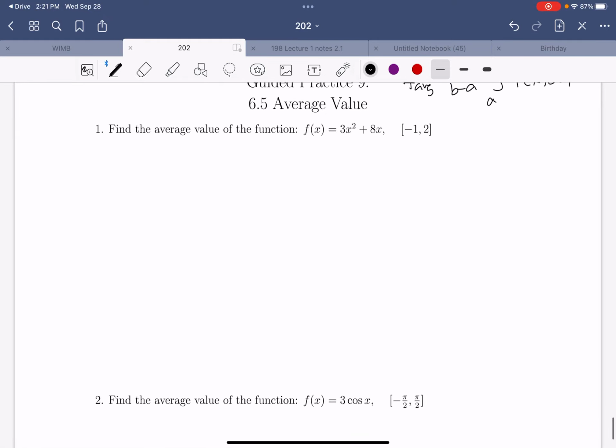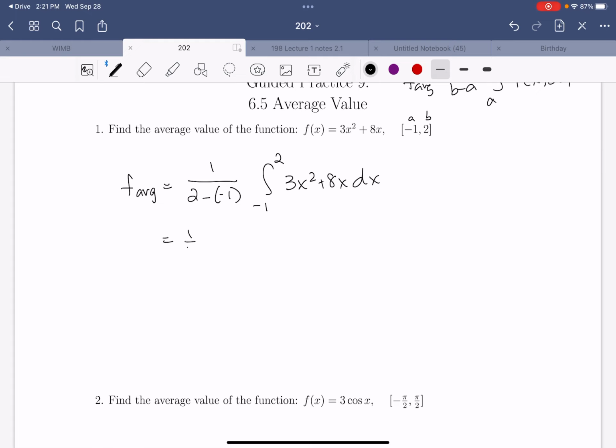So if we're finding the average value of the function 3x squared plus 8x from -1 to 2, your f average is 1 over 2 minus -1, right? This is your b, and this is your a, times the integral from -1 to 2 of your function 3x squared plus 8x dx.